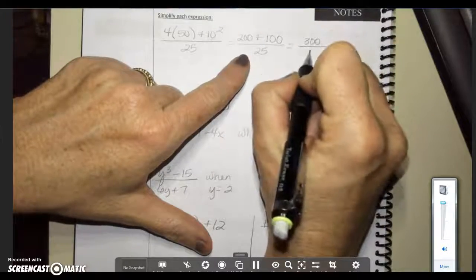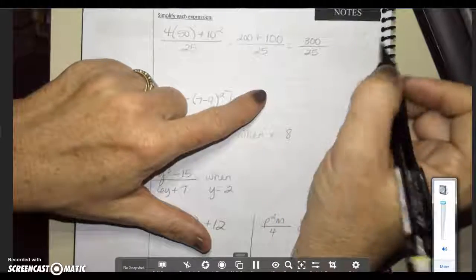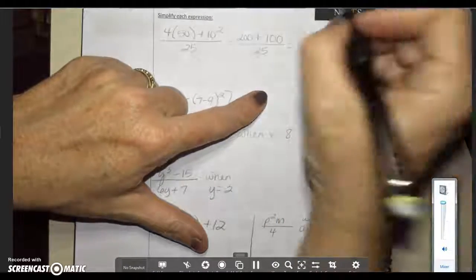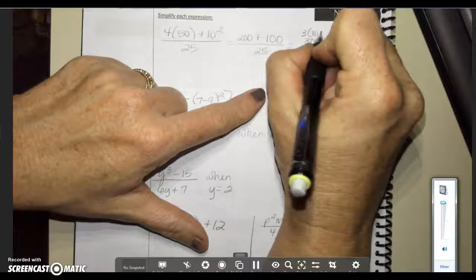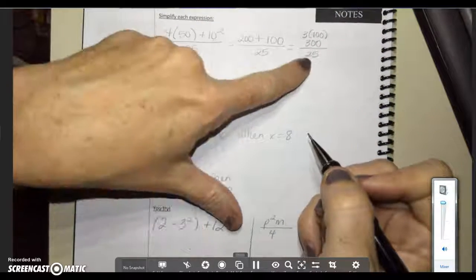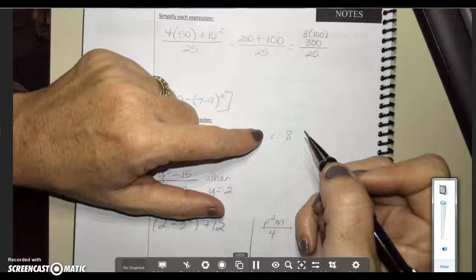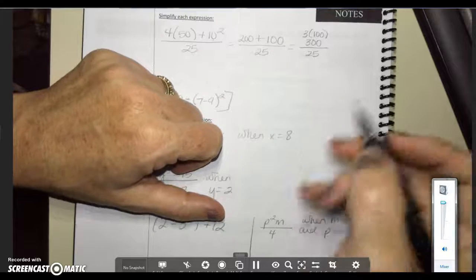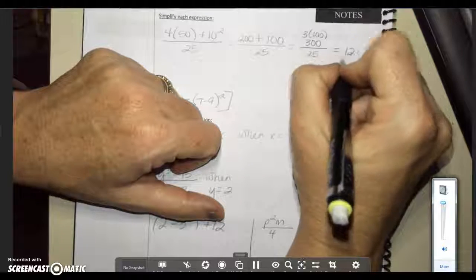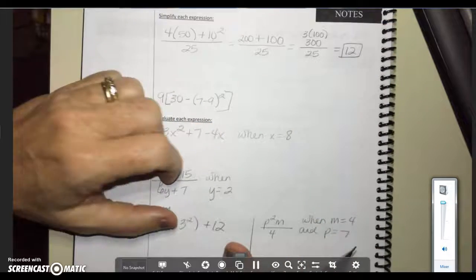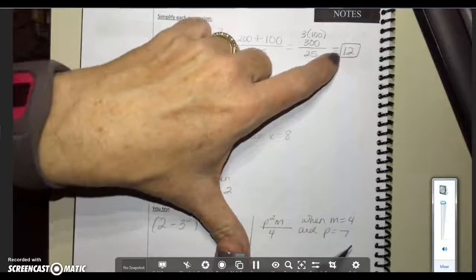300 divided by 25. Now here's an easier way to figure that out. Isn't this the same as 3 times 100? Okay, how many times does 25 go into 100? 4 times 3. 12. Okay, so all of that mess gets right down to 12.